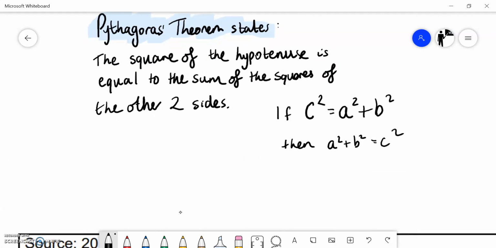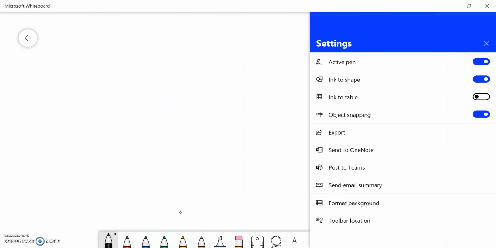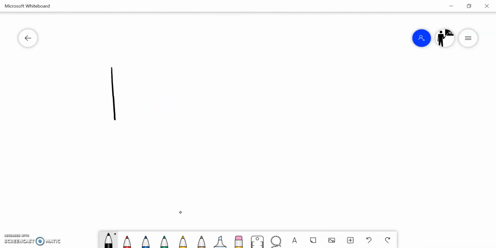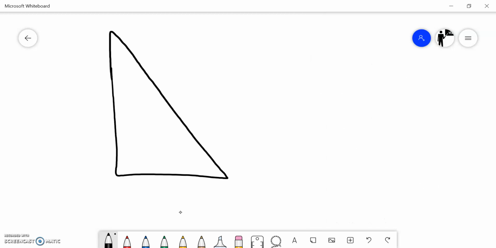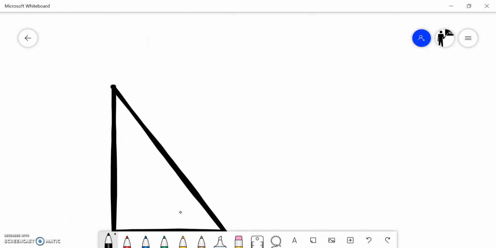Okay, so if we have a look, we've got an exam question down there. We'll have a look at a few examples. I'm going to draw a triangle. Okay, so I know this looks right angled, but we don't know it is right angled. So I'm just going to turn this off again. Is this right angled?